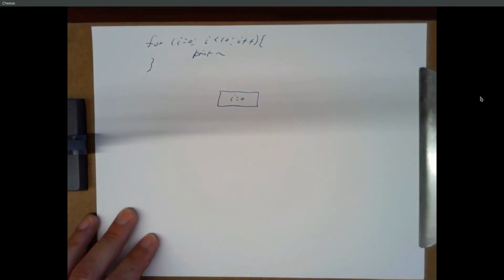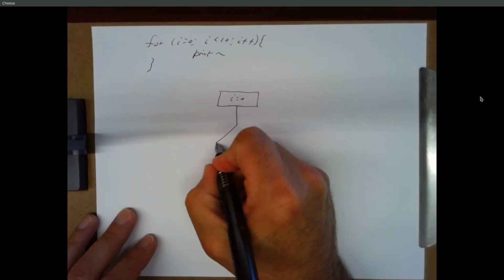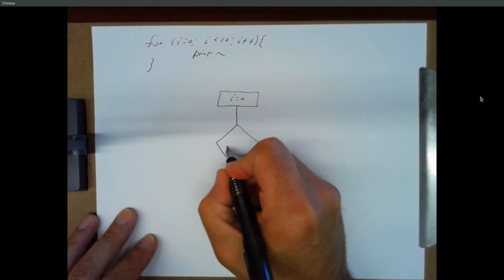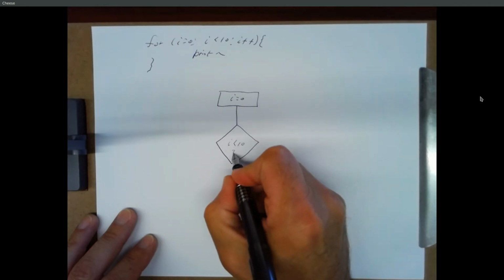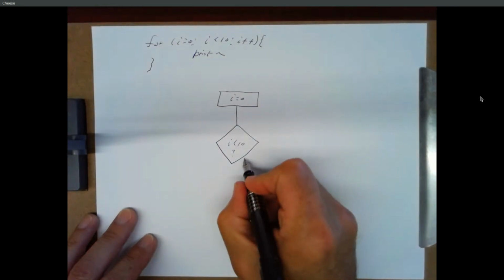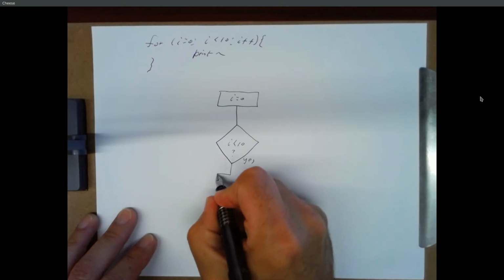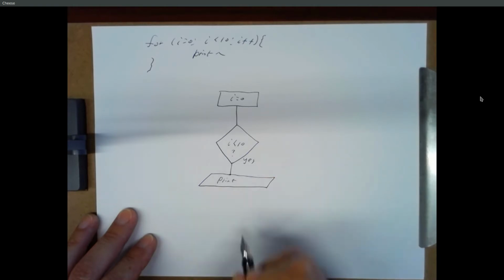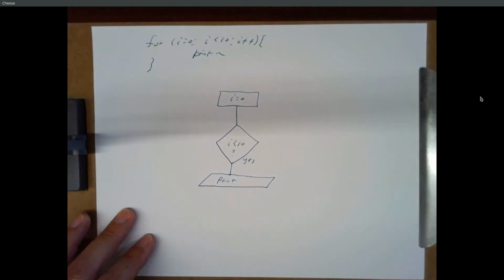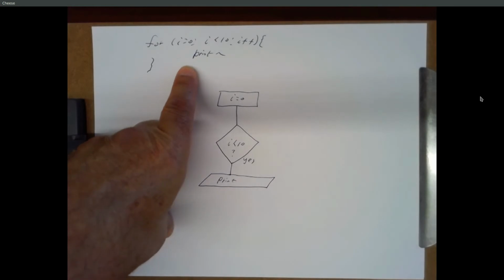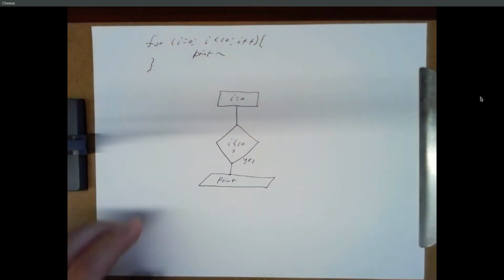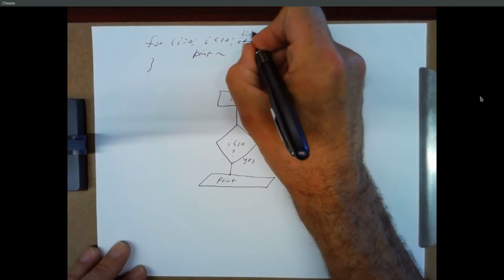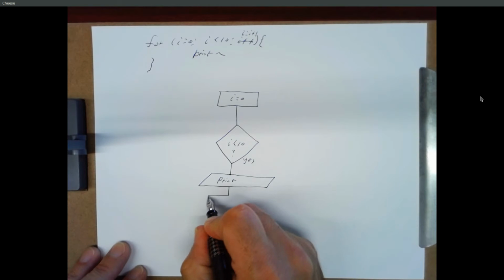All right, and what's the next thing? Check to see if I is less than 10. And if it is, we'll do our print. And we'll do whatever else is in the body of this. And then what's the final thing we do? I plus plus. I keep abbreviating. Let's just do I equals I plus 1. So we do I equals I plus 1.